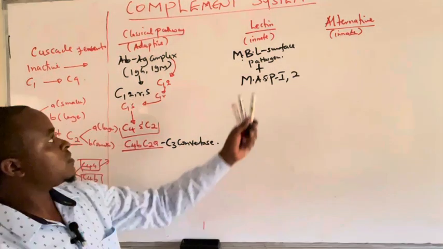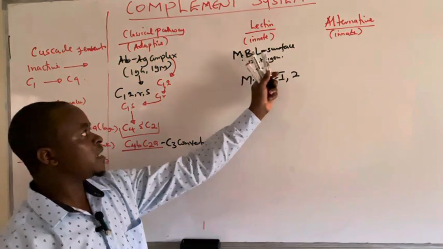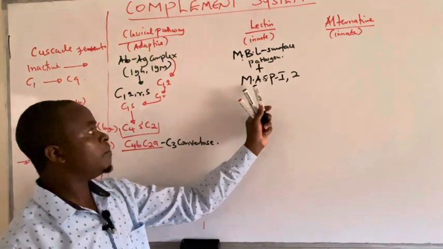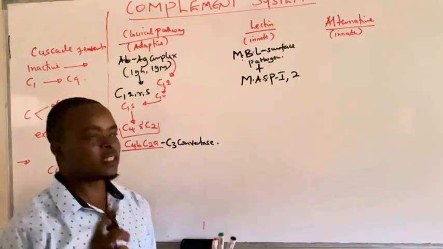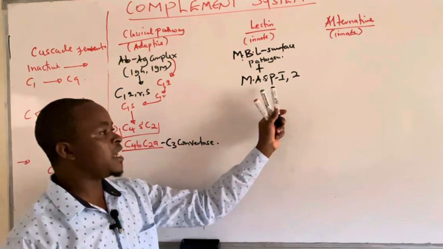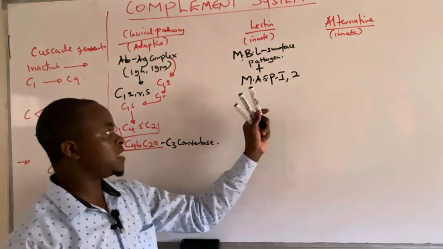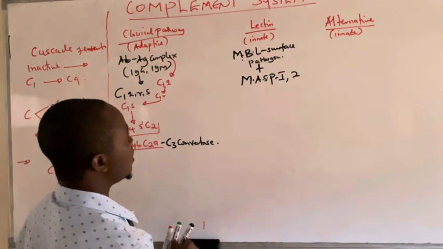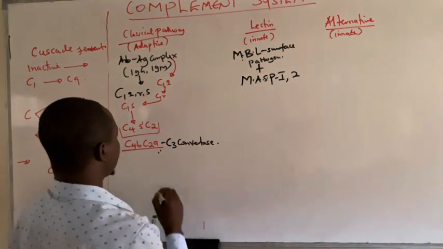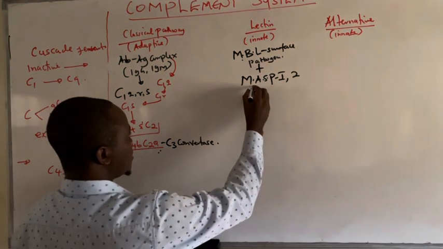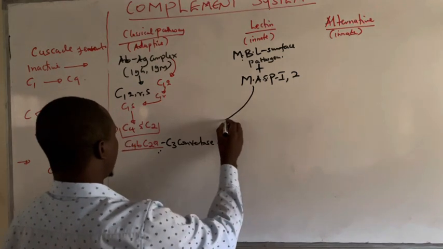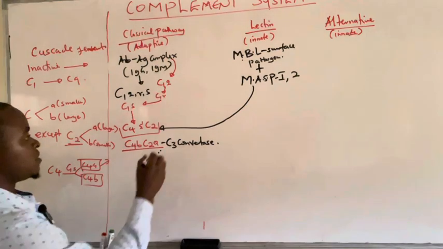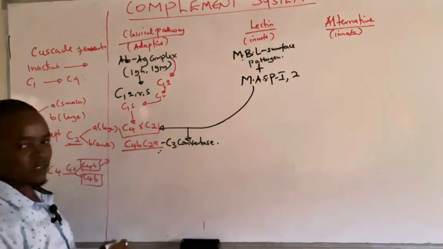So in a complex whereby mannose binding lectin on the surface of pathogens is able to go and activate MASP1 and MASP2, which are mannose associated serine protease type 1 and mannose associated serine protease type 2. And these are the ones that bind together to activate complement 4 and complement 2 to form a C3 convertase.